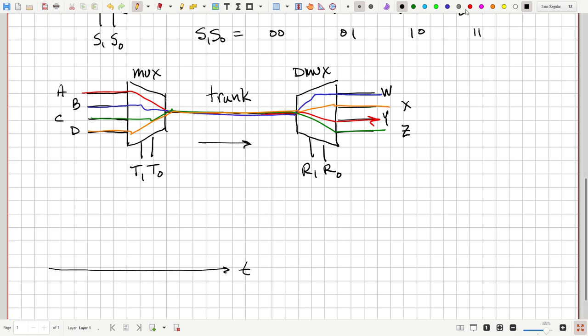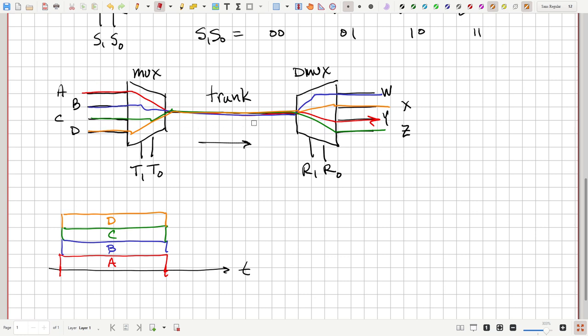Say this is in time. And let's say this is our A signal. So there's some ones and zeros in here throughout time. And then maybe this is our B user's data stream. And then maybe here is our C. And finally, we've got our D. Okay, so we have four different channels of data from four different transmitters that want to go to four different receivers.